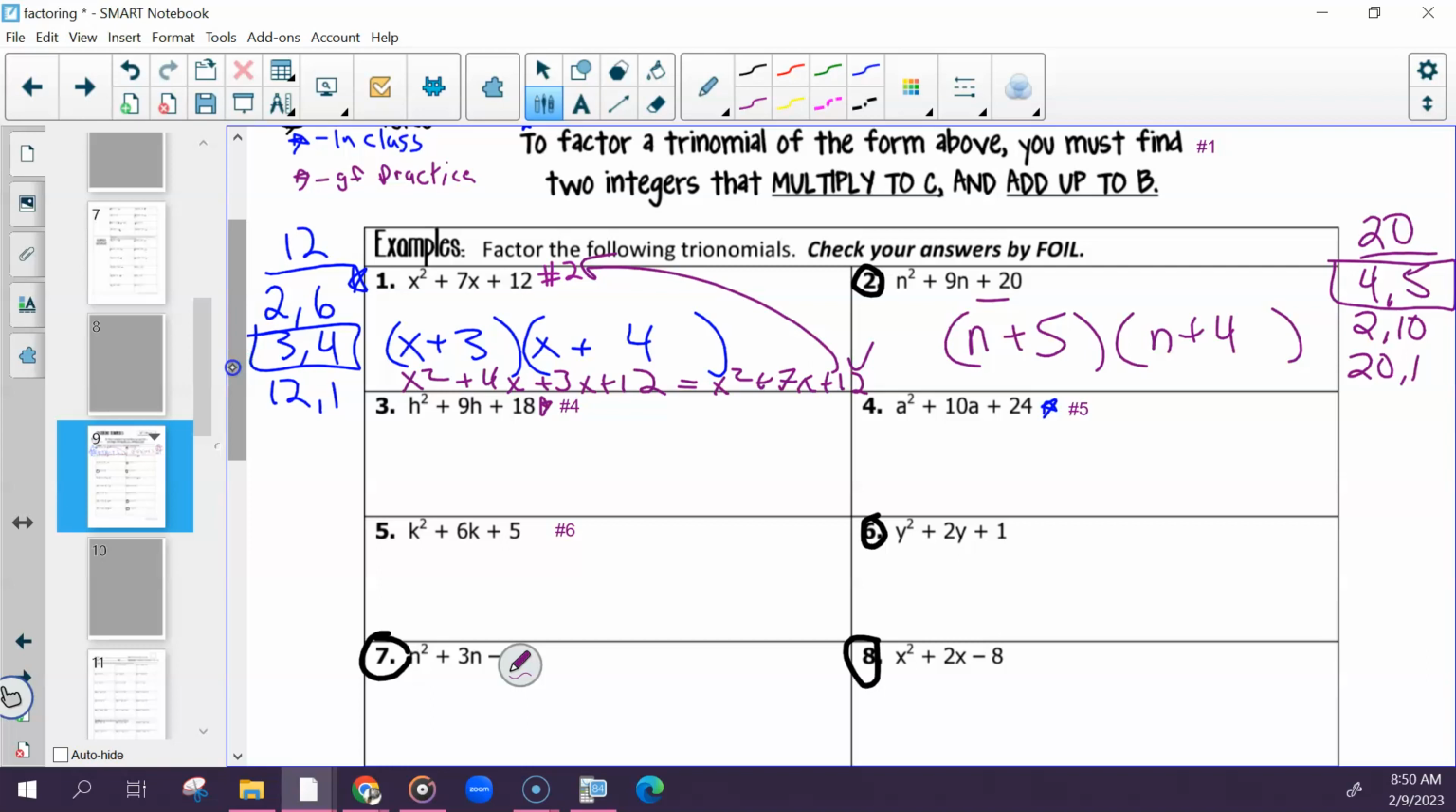This helps with the checking part. Some of them you may want to double check: did that actually add up to be 9? Mostly when you get into the negatives, because you may think of two factors, but it doesn't add up to the number you got.